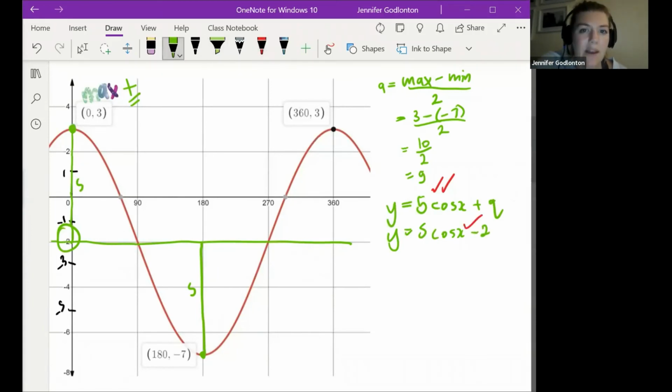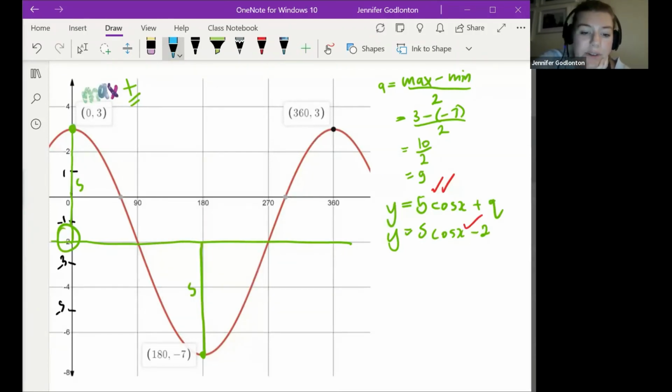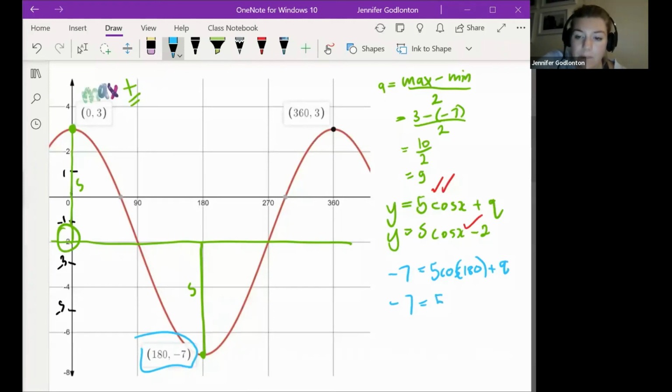Last question. If you did it through substitution, I'm just going to choose these values over here. I would have -7 is equal to 5 cos 180 plus q. So -7 is going to equal -5 plus q. -7 plus 5 is going to be -2, which is q.